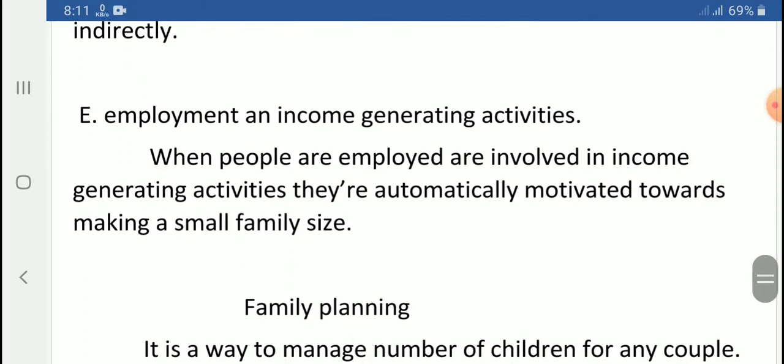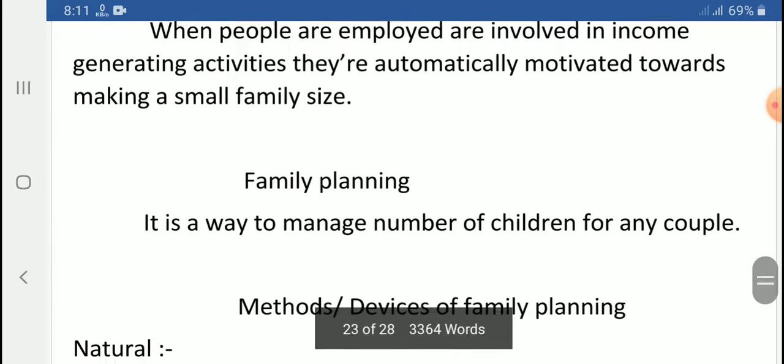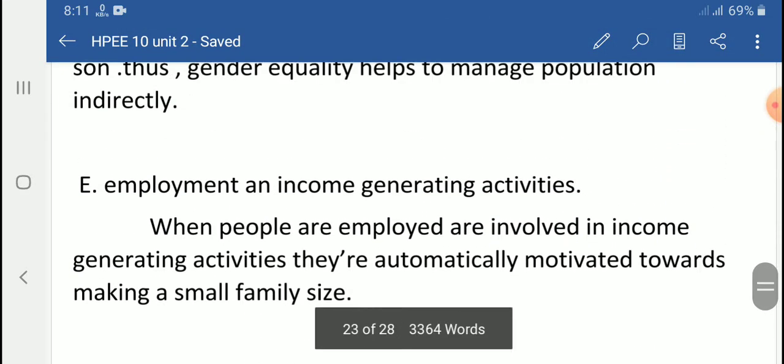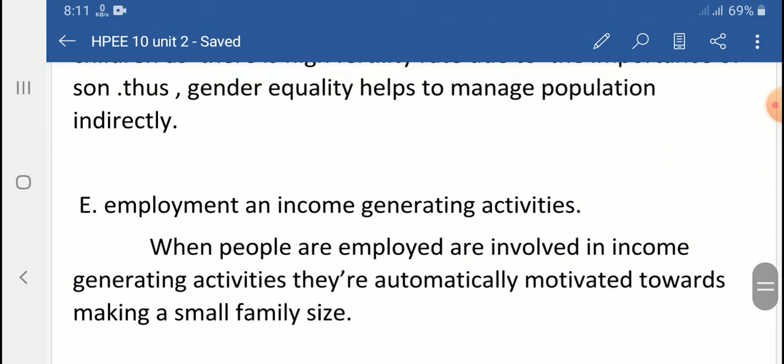Similarly, employment and income generating activities: when people are involved in income generating activities, they are automatically motivated towards a small family size. It's obvious, isn't it? So this is the direct and indirect measures of population management. From these direct and indirect measures, one question has been asked every time in every term. So prepare it well.